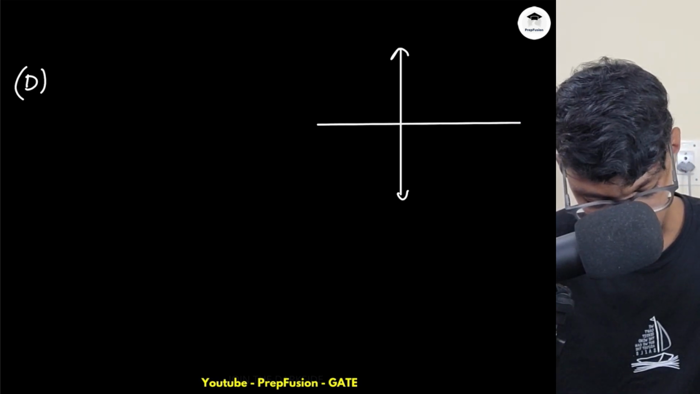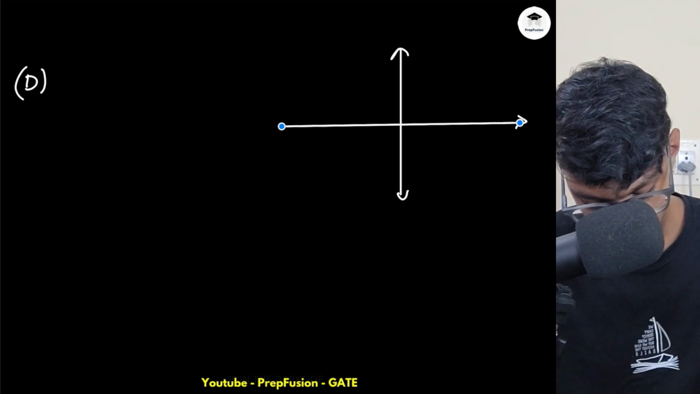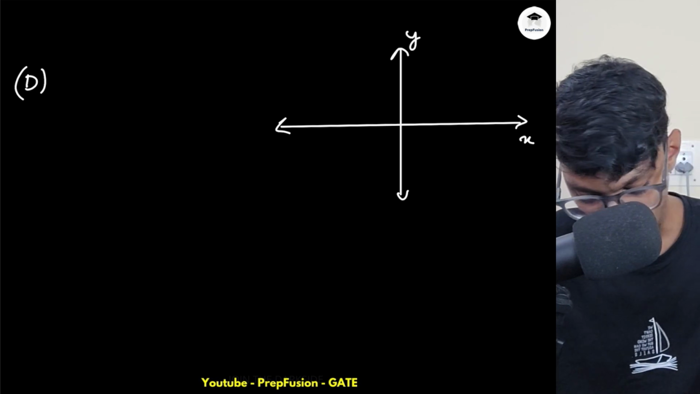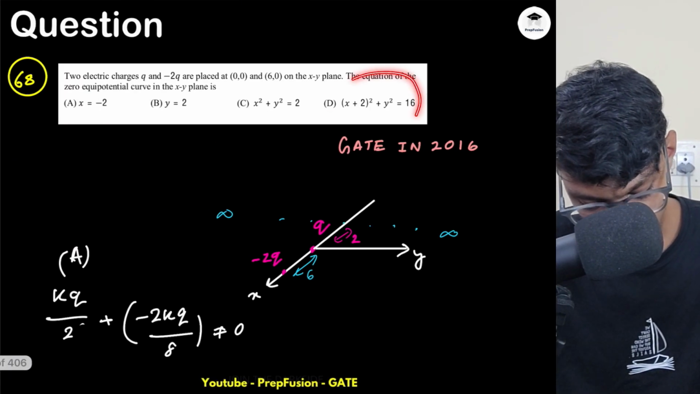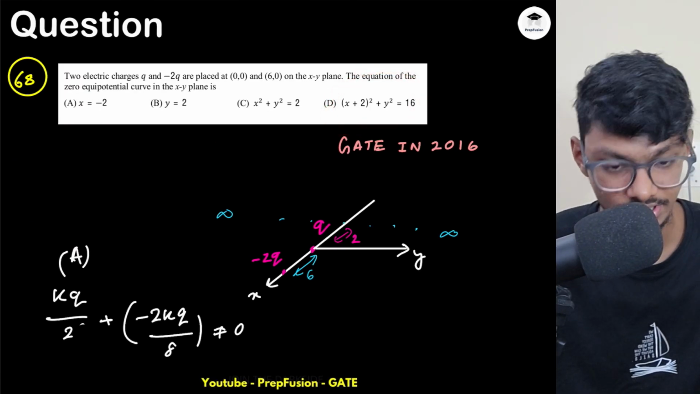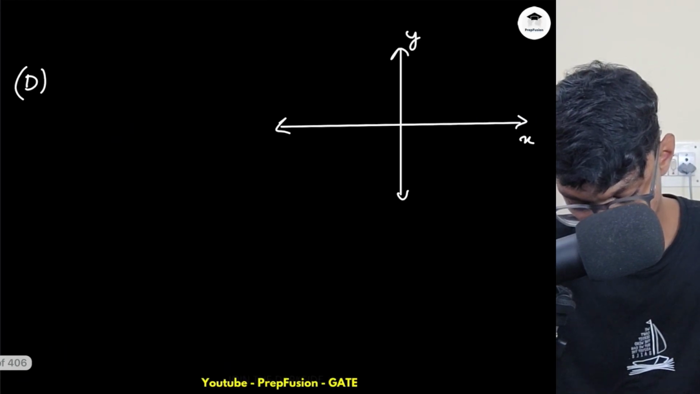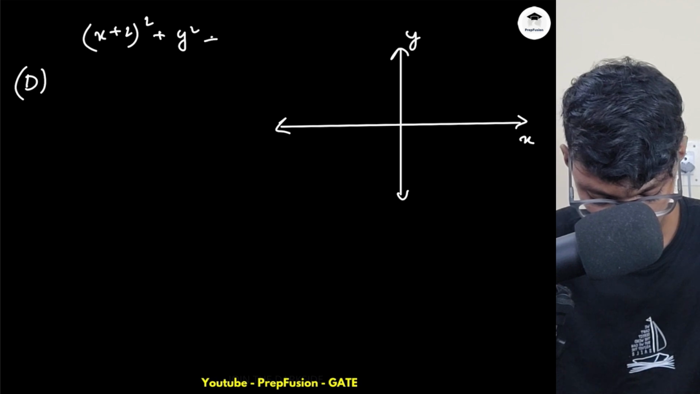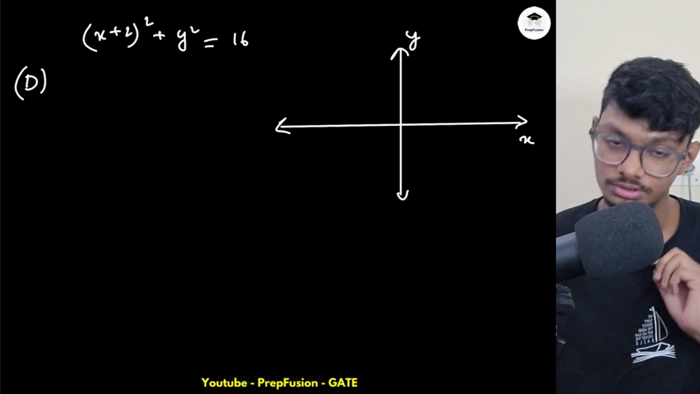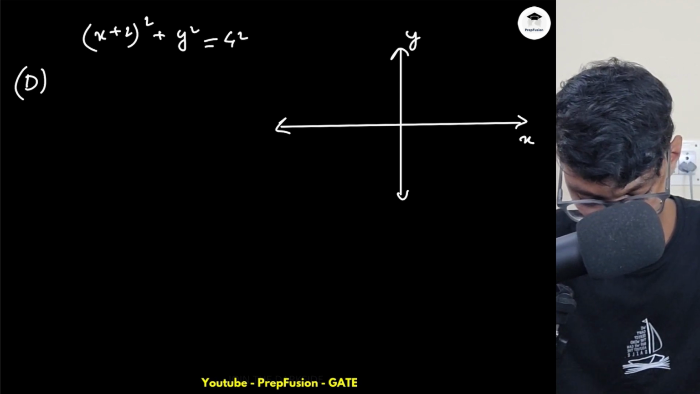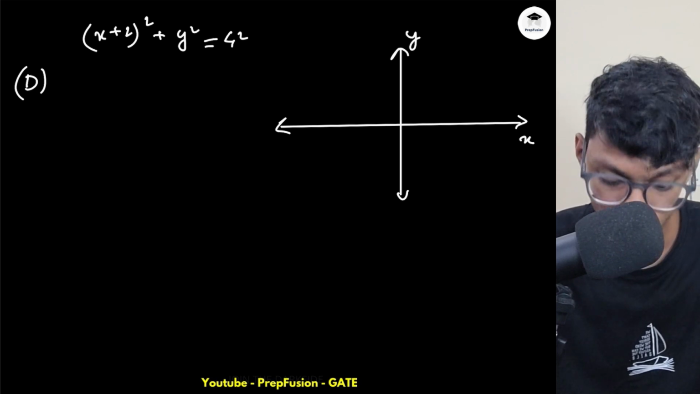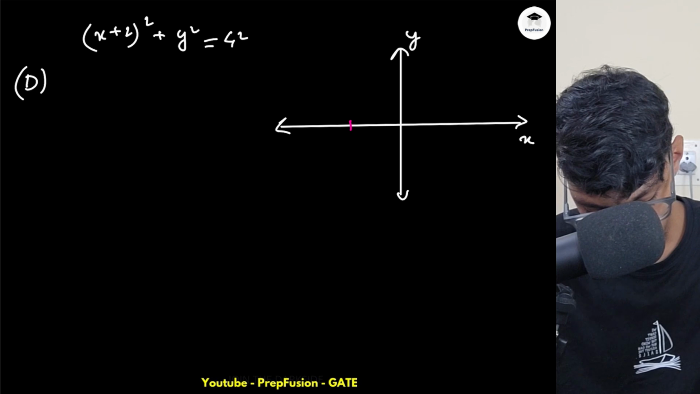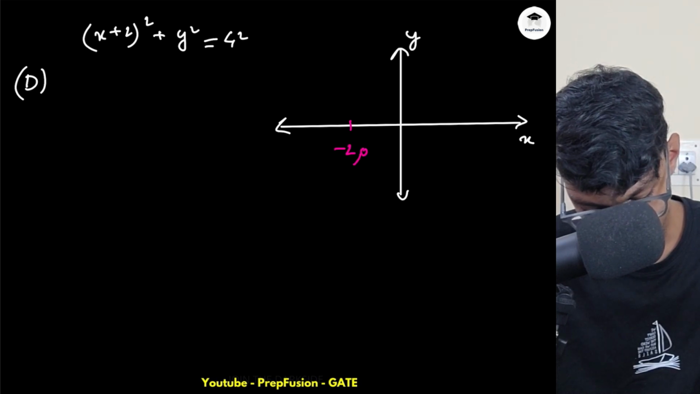So this will be x and y. Now the last equation of a circle, right? This is x plus 2 whole square plus y square equals 16, or I can say 4 square. So this is a circle with center minus 2 comma 0 and radius 4.